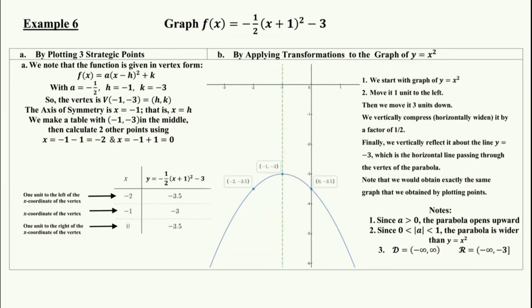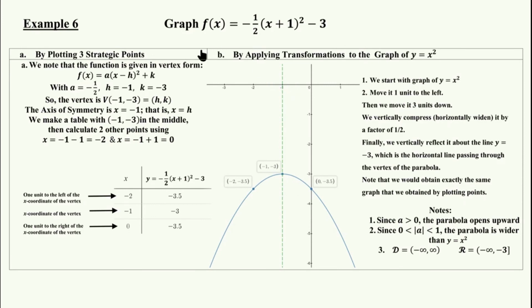Okay, for our final example, we're going to look at another function which involves 3 different transformations of the graph of y equals x squared. Again, we'll do it in 2 different ways. One by just plotting points, and we'll also do it then visually by just moving the graph of y equals x squared to obtain this graph.